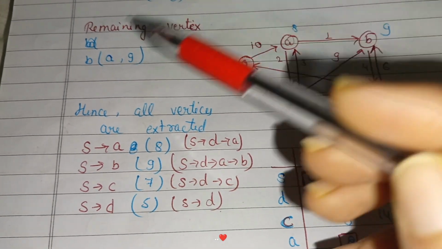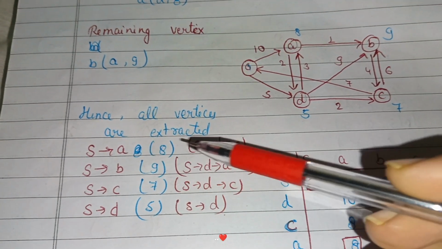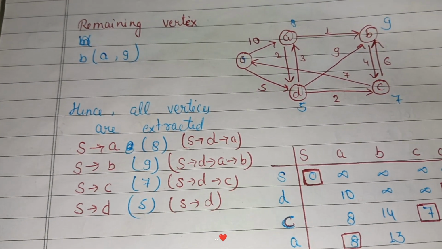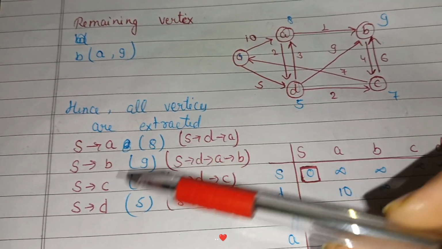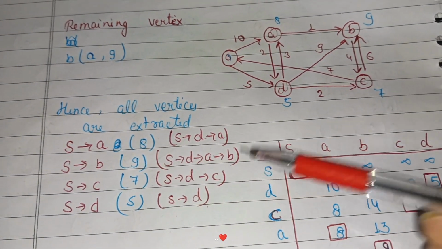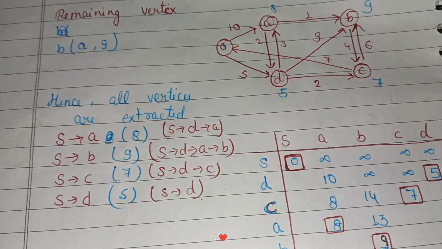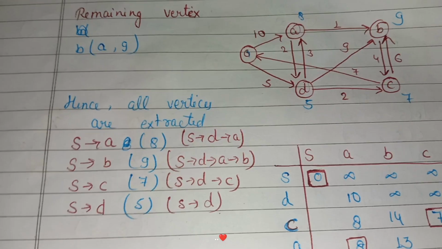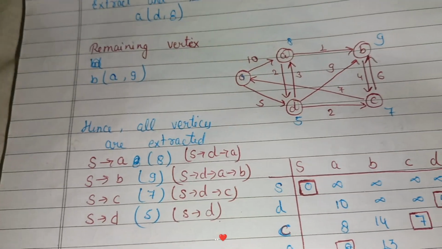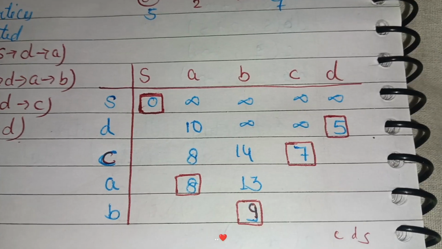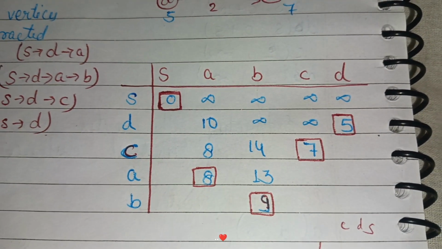Shortest path from S to A is 8 and the path is S to D and then to A. Shortest path from S to B is 9 and the path is S to D, D to A, and then A to B. These are the minimum distances from source S. So, this was the complete step-by-step execution of Dijkstra's algorithm, exactly how we write in exams.